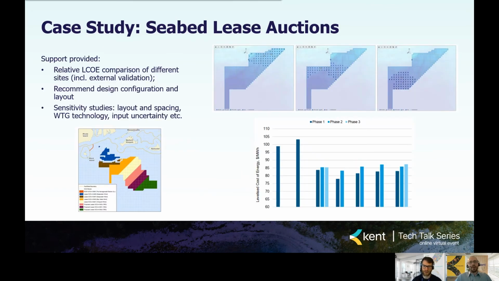An example then of where this has been used in recent US seabed lease auctions. So we were able to support a client with providing comparisons across sites, looking at optimal design configurations very early in the process, and supporting some sensitivity studies looking at changes in various inputs and the impact that would have on the levelized cost of energy. So a huge benefit being able to have this information upfront and particularly able to see very quickly the impact of changes.